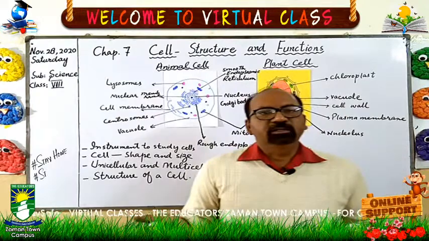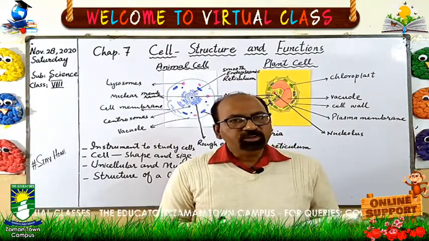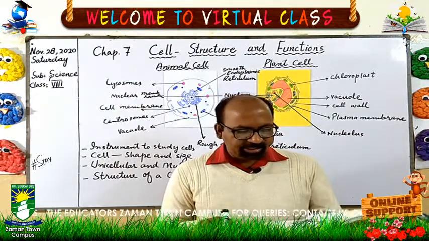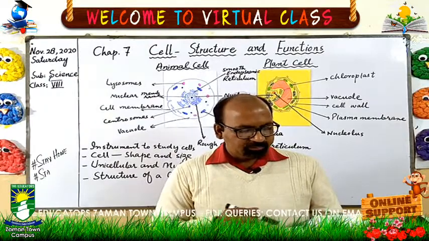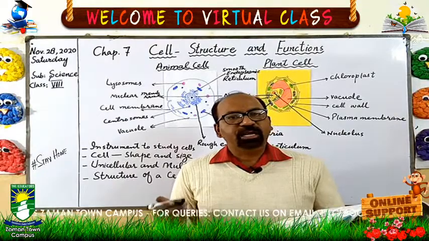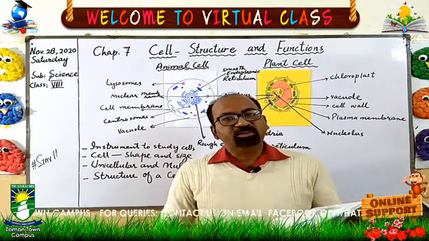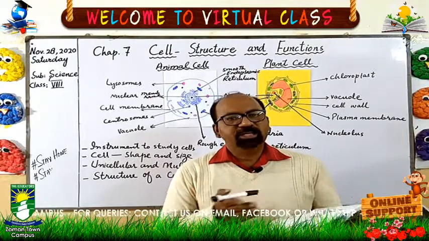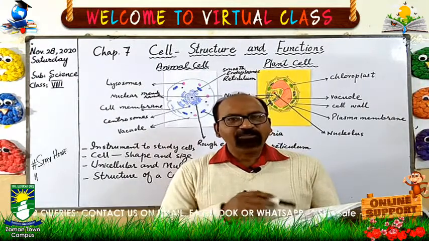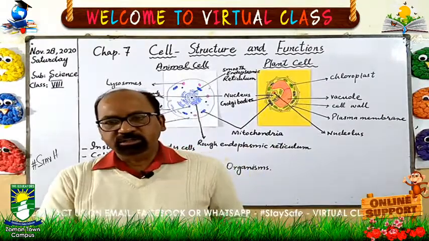Now the next topic is cell shape and sizes. Open your book at page number 87. See at page number 87. Here are a few pictures. These pictures are of different types of cells. Some cells belong to the animal body, some cells belong to the plant's body. So these are different types of cells. As you see, just look towards the book.